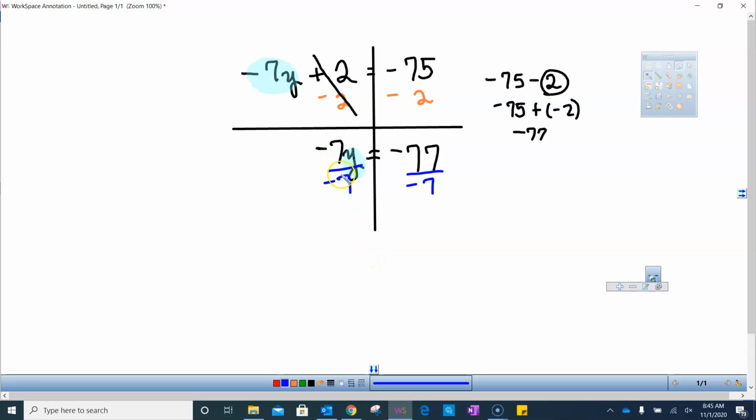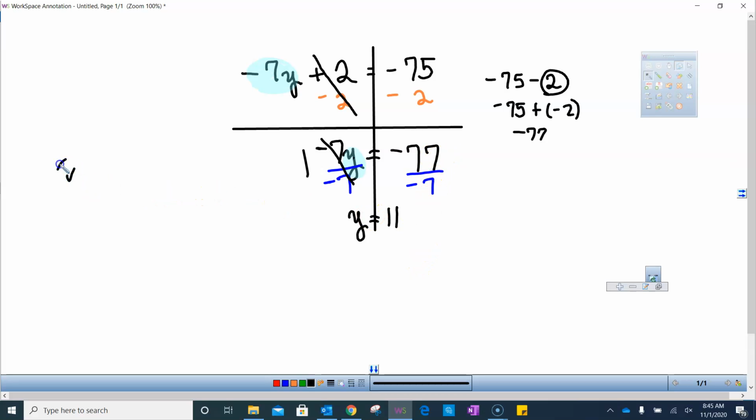So negative 7 divided by negative 7 is 1. So these cancel, and you get 1. A negative divided by a negative is a positive, and 7 divided by 7 is 1. So positive 1, and y is by itself. 1y is y. Negative 77 divided by negative 7 is positive 11. Again, a negative divided by a negative is a positive. 77 divided by 7 is 11.